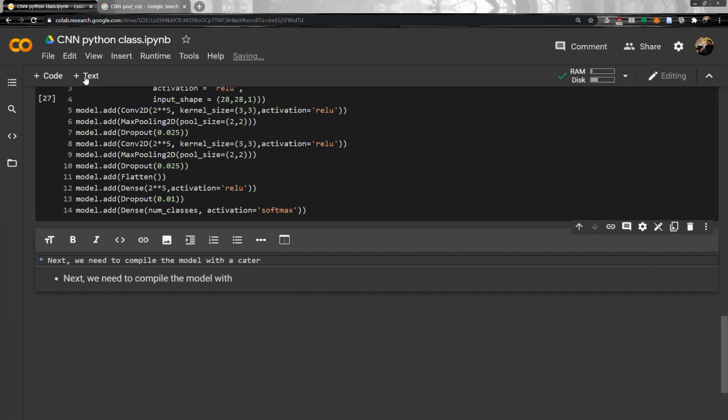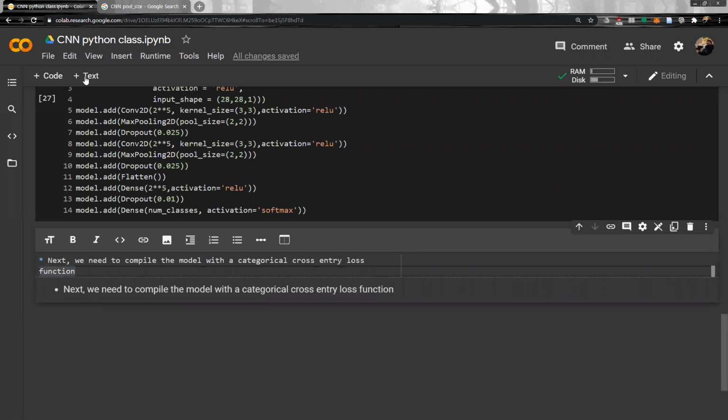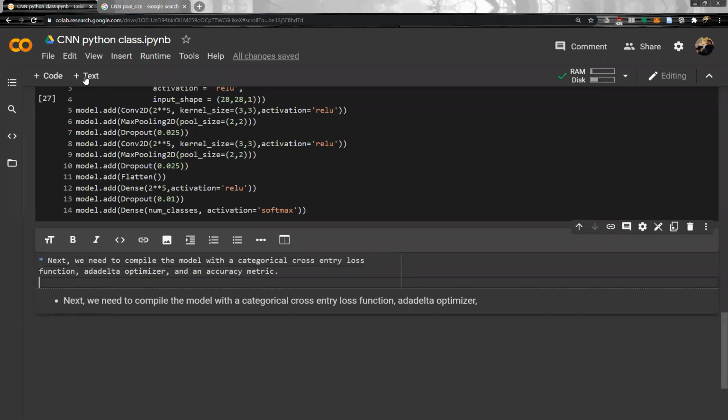Categorical cross-entropy loss function. And then what optimizer? Adadelta optimizer. We need the optimizer for training, and the accuracy metric. Okay, we have the accuracy so that we can see how accurate we are.